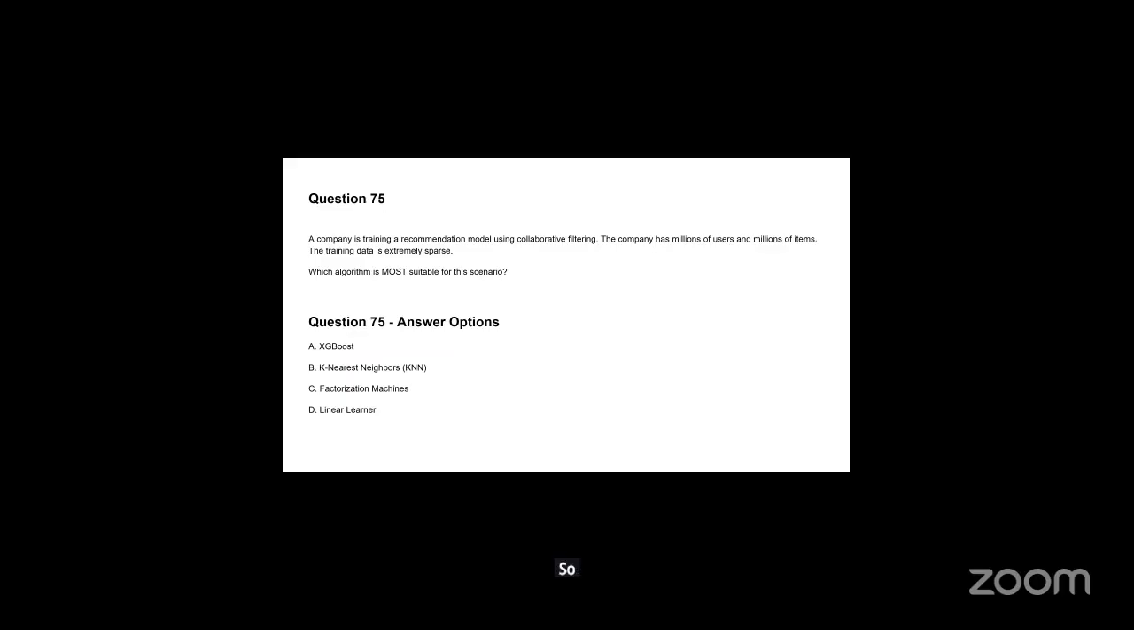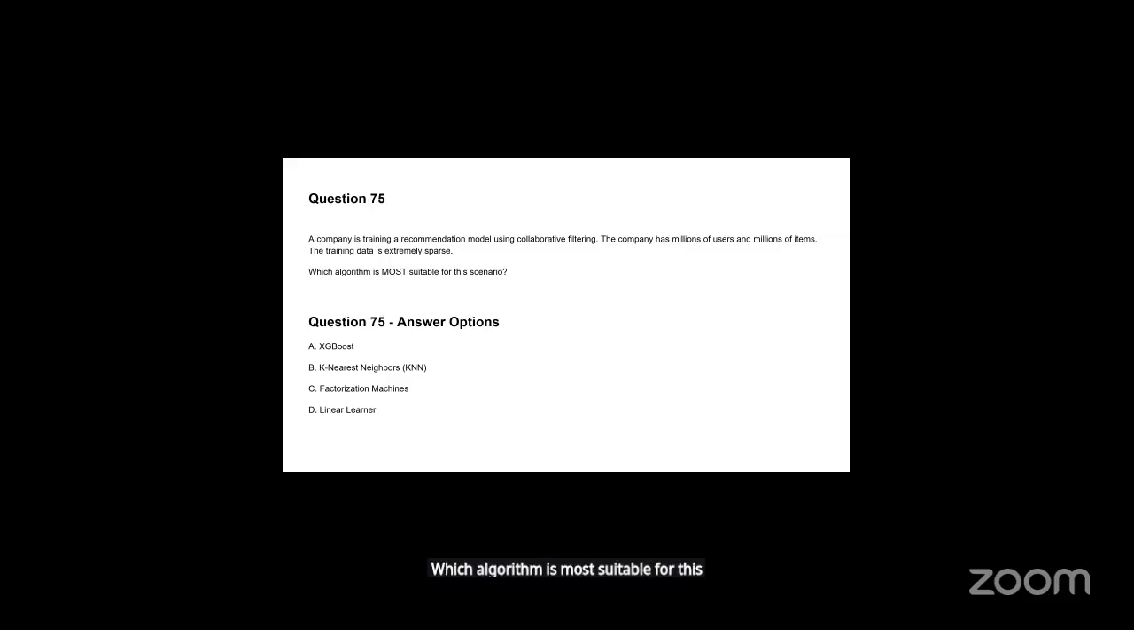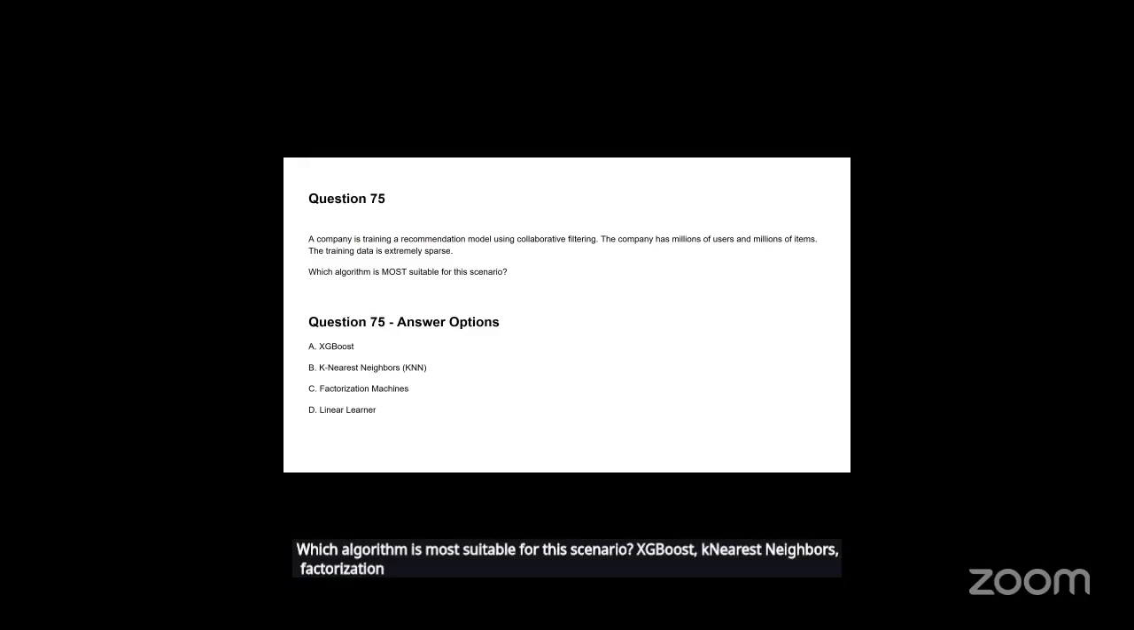So a company is training a recommendation model using collaborative filtering. The company has millions of users and millions of items. The training data is extremely sparse. Which algorithm is most suitable for this scenario? XGBoost, k-nearest neighbors, factorization machines, or linear learner.